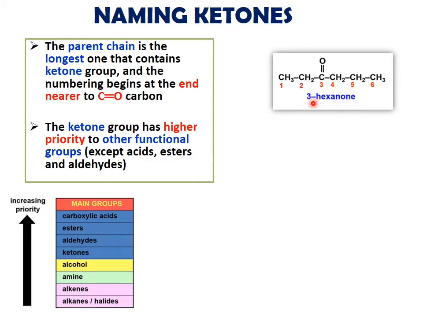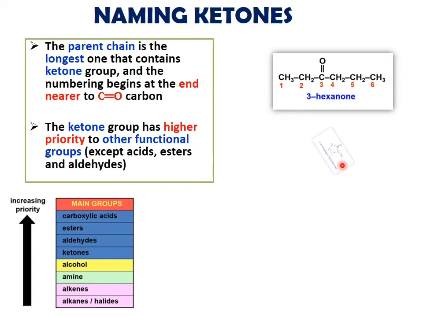Okay, so why do we need to give a number? Because this C double bond O can also be at carbon number 2. So it could be 2-hexanone. So that's why we need to give the number for the position of C double bond O. Like alkene, the position of the carbon double bond before this we also gave a number. But for aldehyde, there is no need to put a number because the C double bond OH is always at carbon number 1.